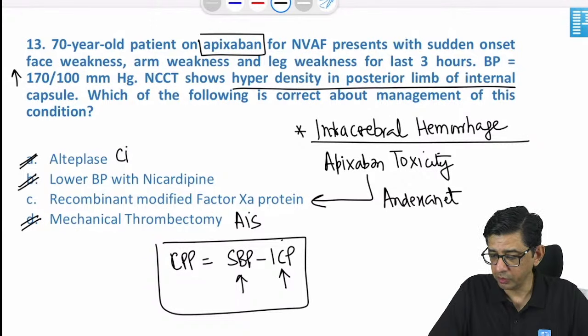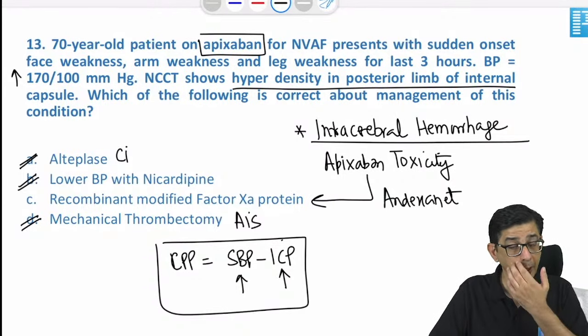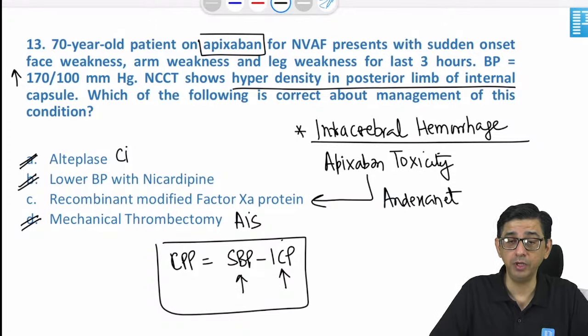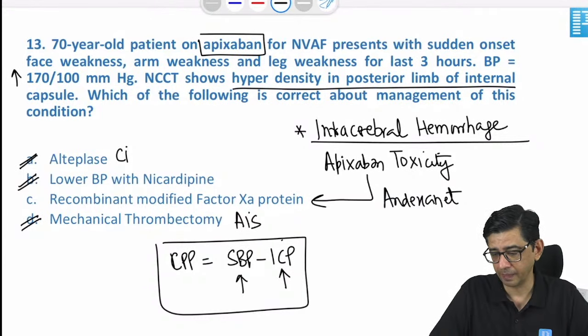No, Dr. Hemant, we will not lower the BP because of the formula aspect that I explained to you. Like 170 by 110, even if it was 180 by 100, we'll still not be very ready to lower the blood pressure, because it's okay to keep the systolic BP on the higher side. The moment you lower it, perfusion decreases.